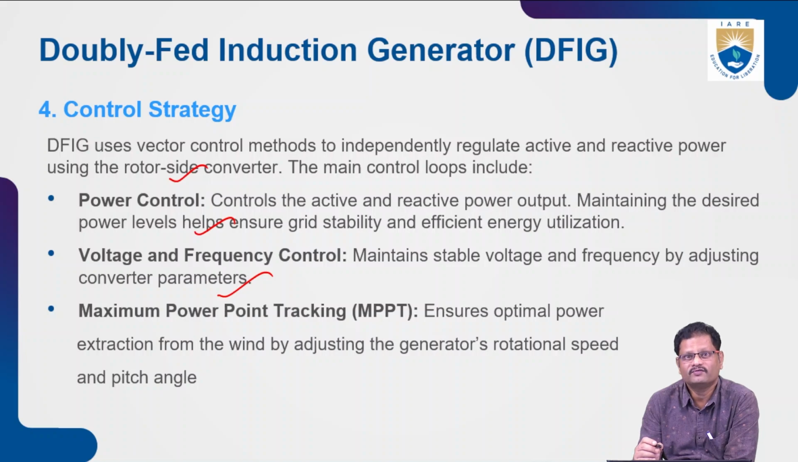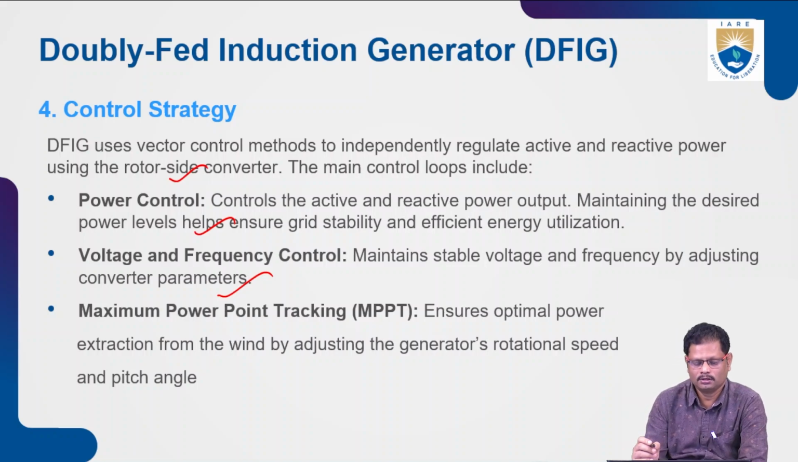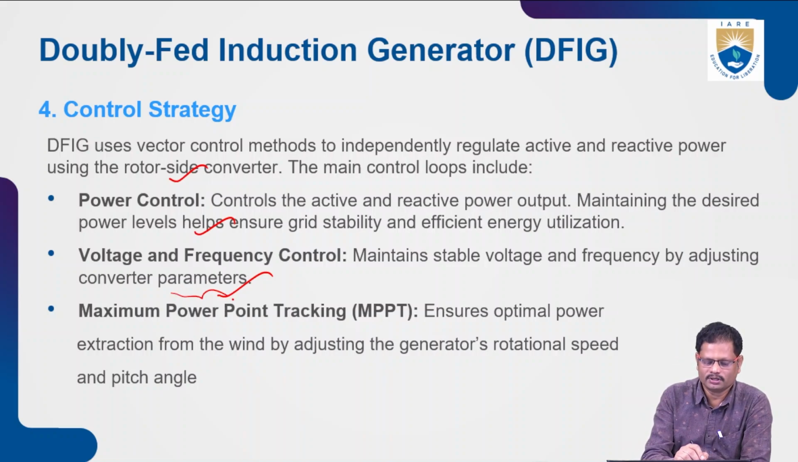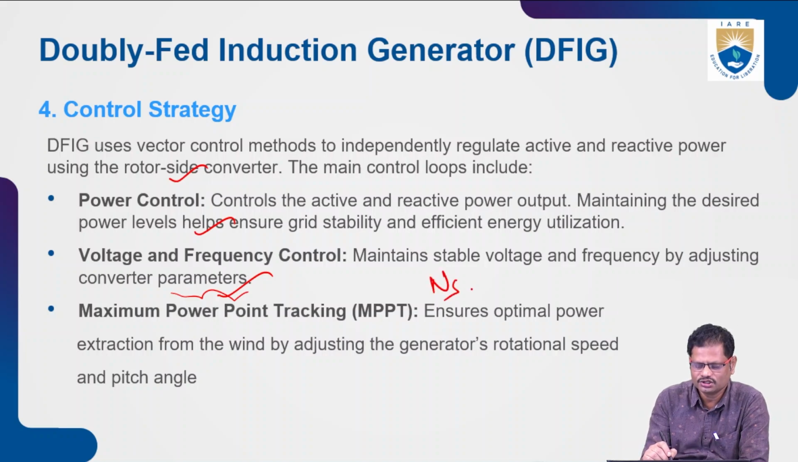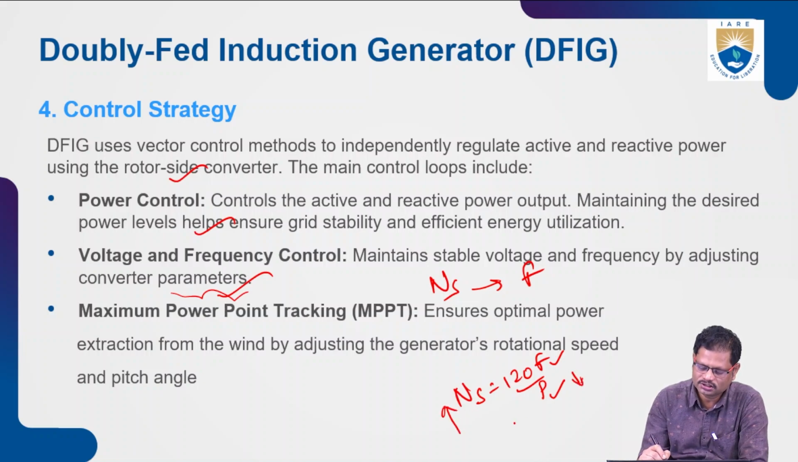And voltage and frequency control: maintain stable voltage and stable frequency by adjusting the parameters. Means by adjusting the speed we can also adjust the frequency. Since Ns equals 120f by P, by changing the number of poles and by changing the frequency, we can change the speed like this.